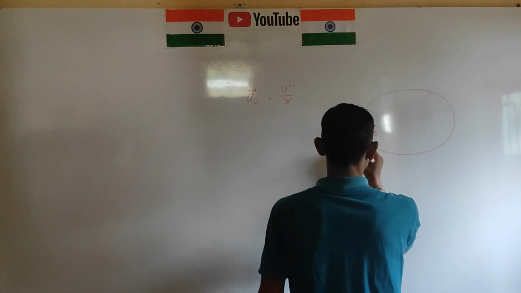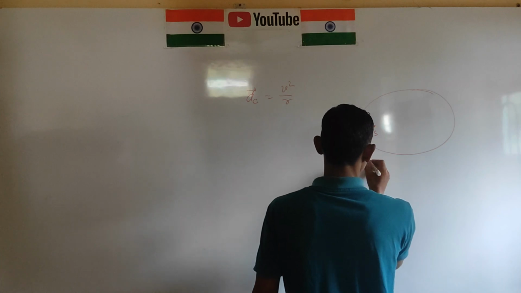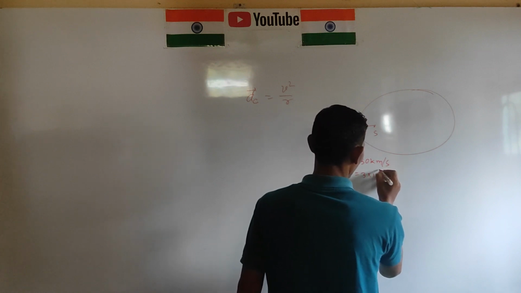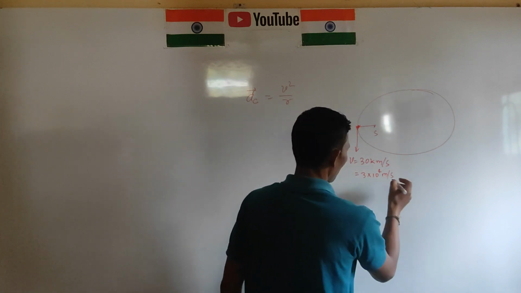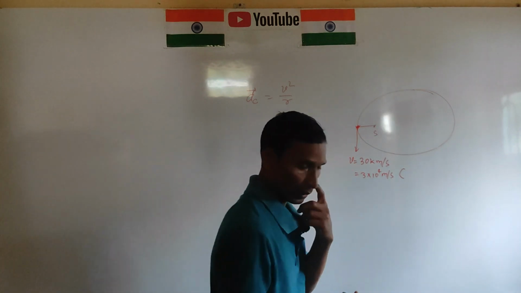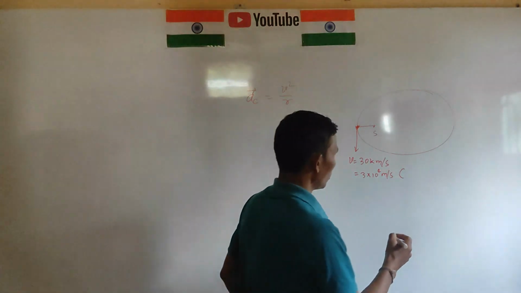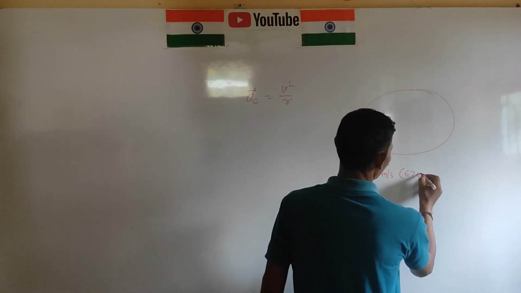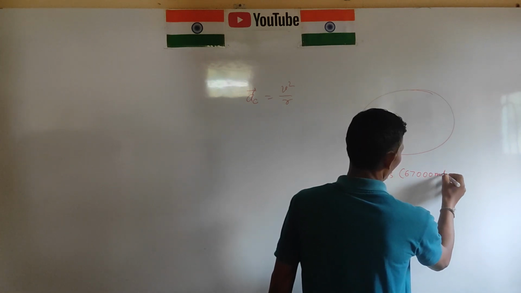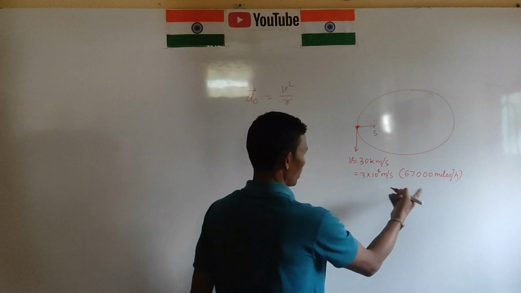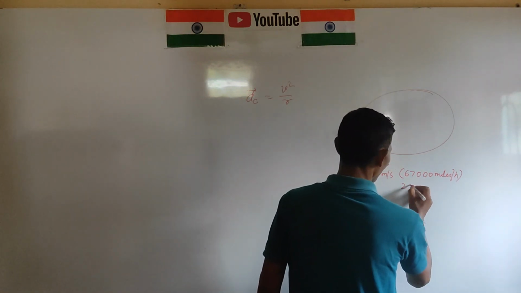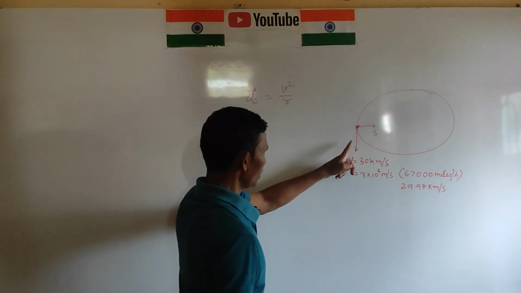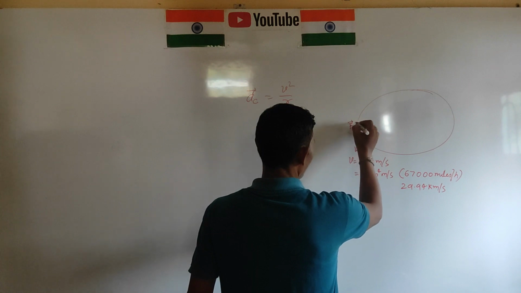Here is earth. Velocity is 30 kilometer per second, or you can say 30 into 10 to the power 4 meter per second. It comes from miles per hour. How many miles is a kilometer? 67,000 miles per hour. When converted, the approximate value is 29.94 kilometer per second. So this is the huge speed of the earth.